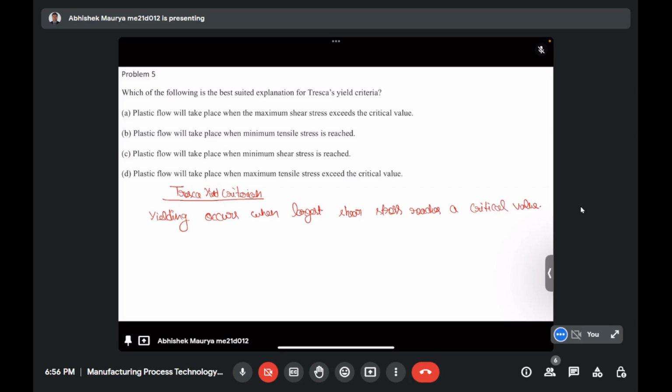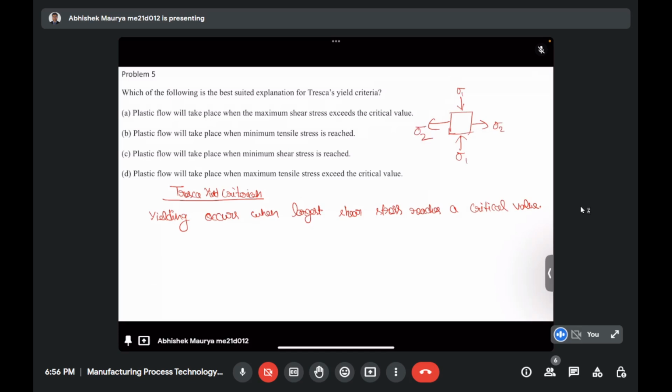So what happens? Suppose we have some component like this, and now we are applying some loads. Let's say some are compression, some are tension, or all maybe tension, or all maybe compression. If you see here, we are just applying some normal compressive loads. Let's say sigma 1 and sigma 2.